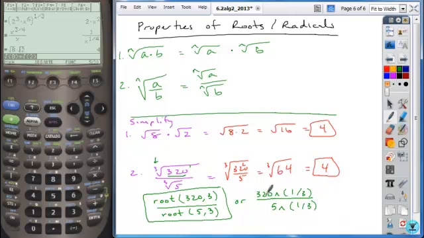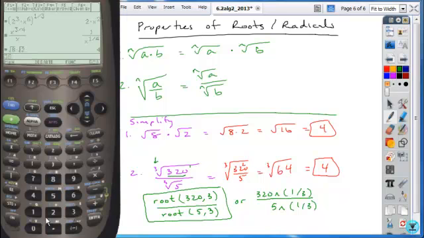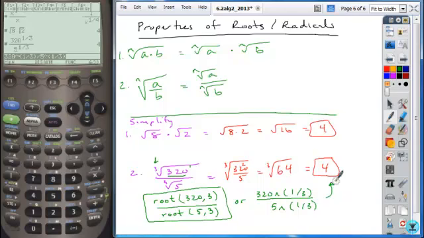So if I were to enter this online, or on the computer calculator, 320 to the power of 1/3, and I'm going to divide that by 5 to the power of 1/3. And when I hit enter, it gives me my answer, 4, that confirms what I did by hand. All right, questions on that?